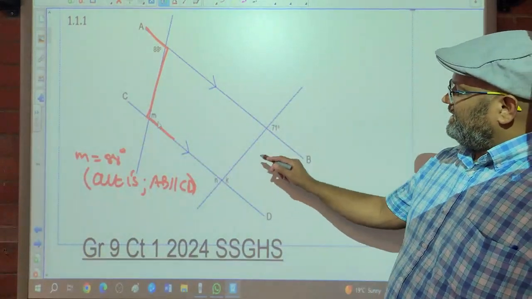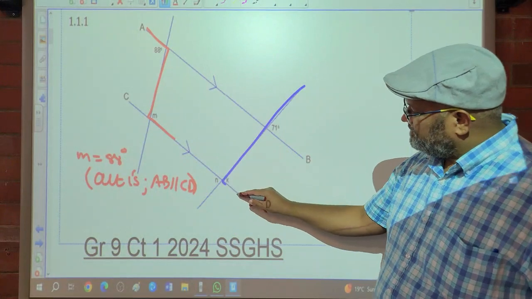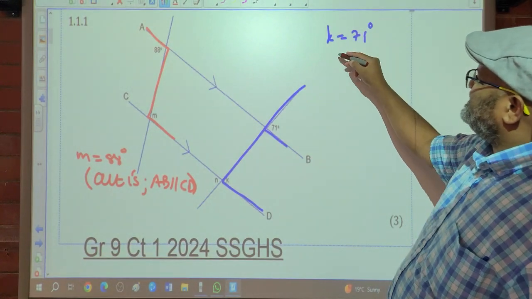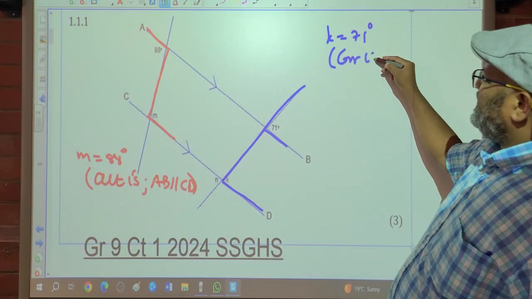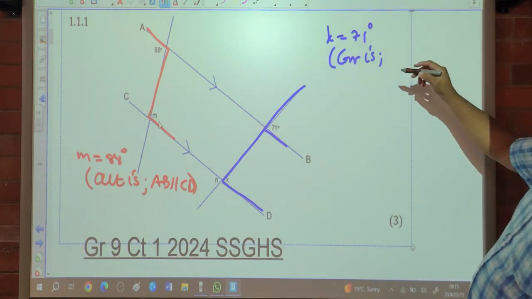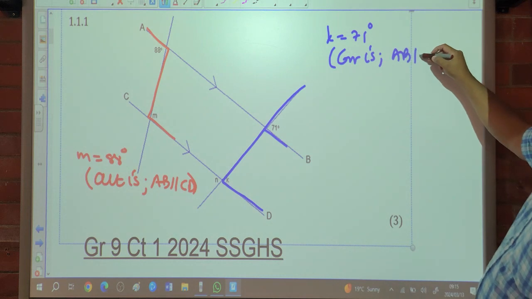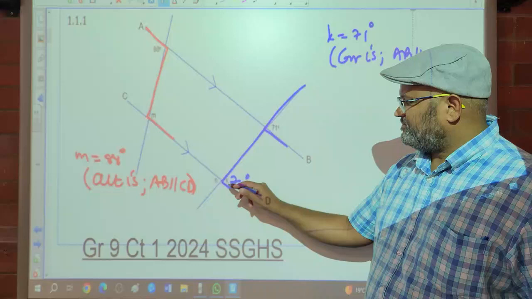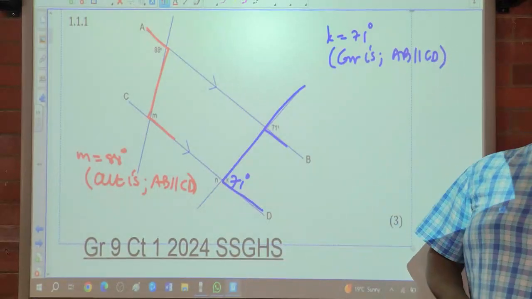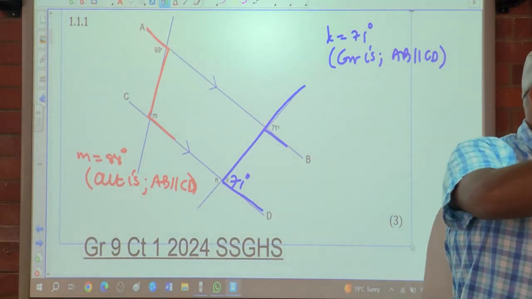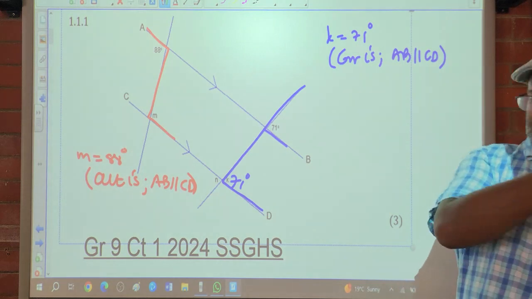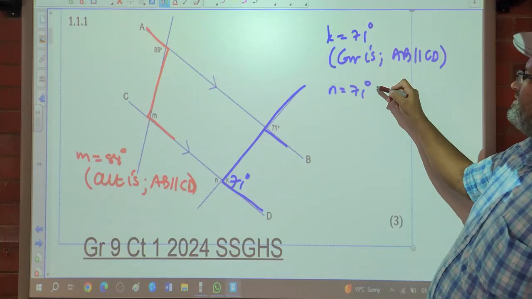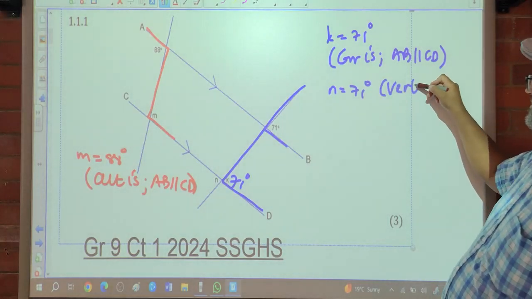Then to calculate k, the corresponding angle. So k is equal to 71 degrees. It's corresponding angles with AB being parallel to CD. And this is, of course, vertical. So n is equal to 71. Why? Vertically opposite.